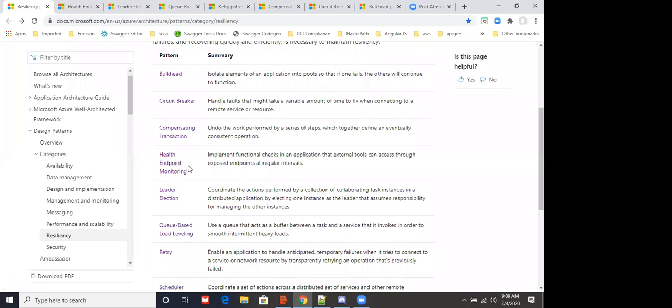And health endpoint monitoring is, as the name says, you have endpoints in all the services that you offer which indicate the availability of your service. It could be some critical or non-critical functionality, or whether the database is up, or whether whatever resources that you have are all functioning properly or not.